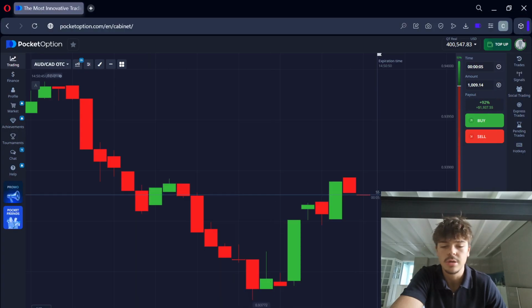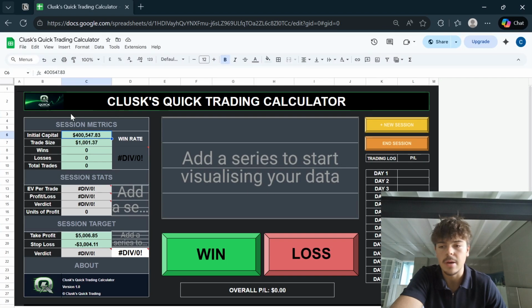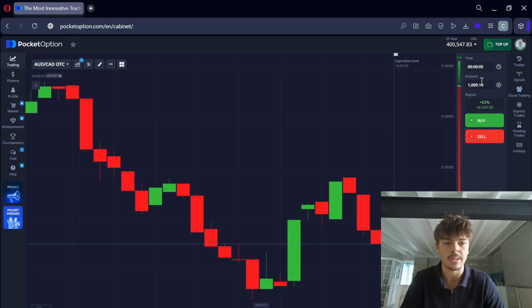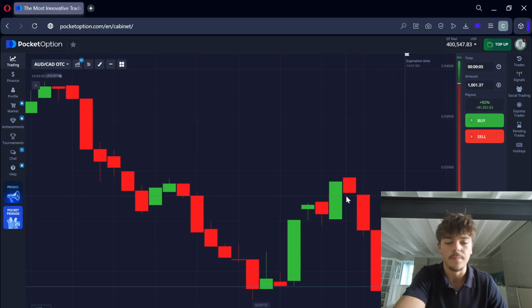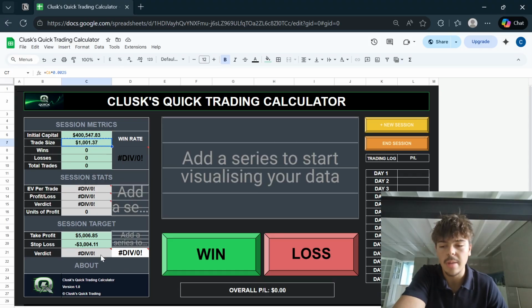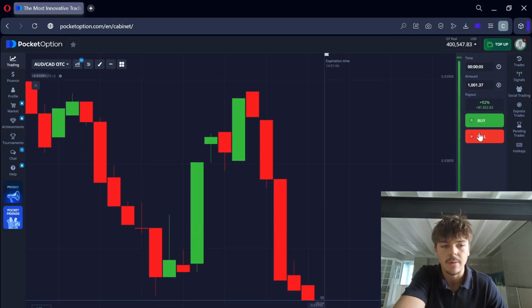from our last session, and we need to update our trade size. So our trade size is literally just over $1,000. So I'm going to copy that in, paste it. There we go. Now we're ready to trade. We're aiming for $5,000 in profit. Our stop loss is going to be minus 3,000. And we're going to begin our session.